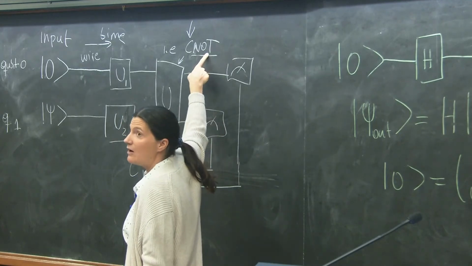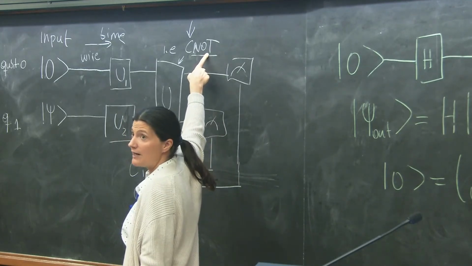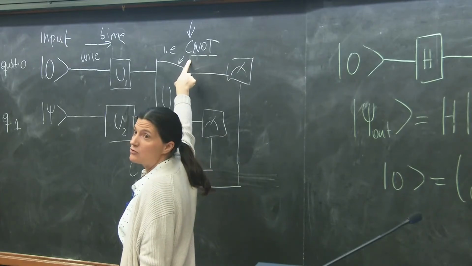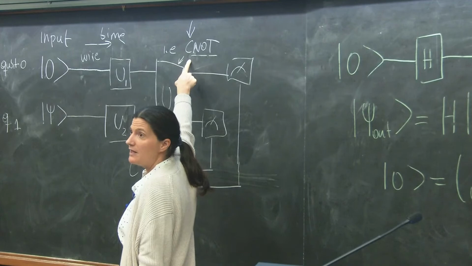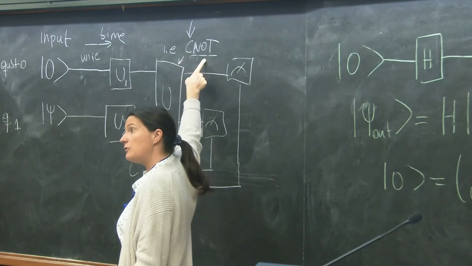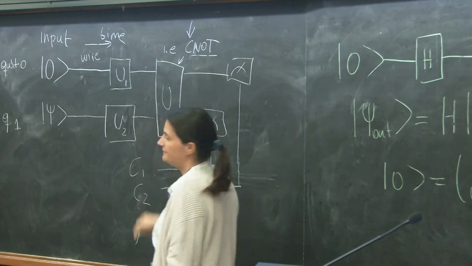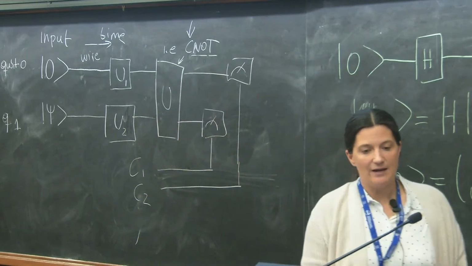So you have now the logical NOT gate we talked about, right? The flipping gate. So this just means controlled. So you have a qubit that controls the flipping or not flipping. That's another qubit, right? So that's your NOT gate.